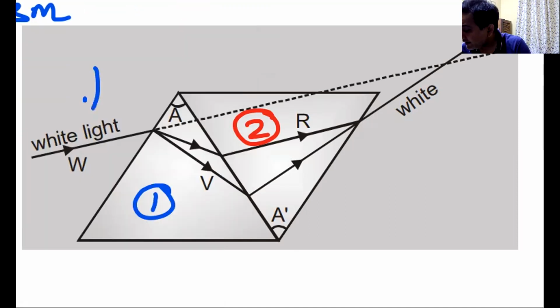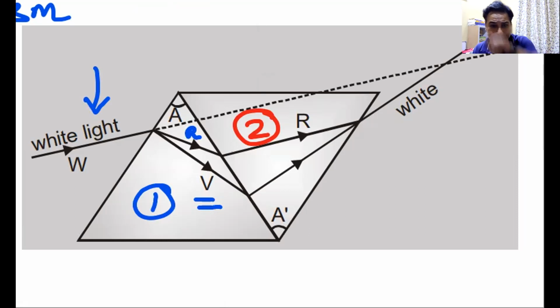White light is incident on prism number 1. As you can see, it gets dispersed. You can see violet here, and you can see red here. It's not marked, but let me mark it. Violet will deviate the maximum. Red will deviate the least.